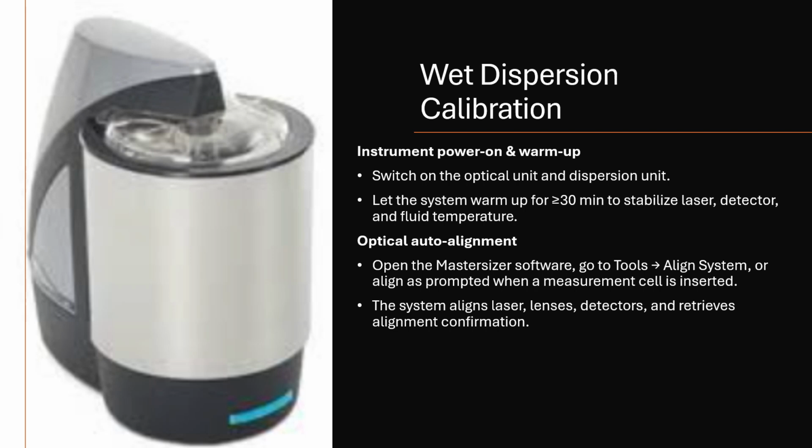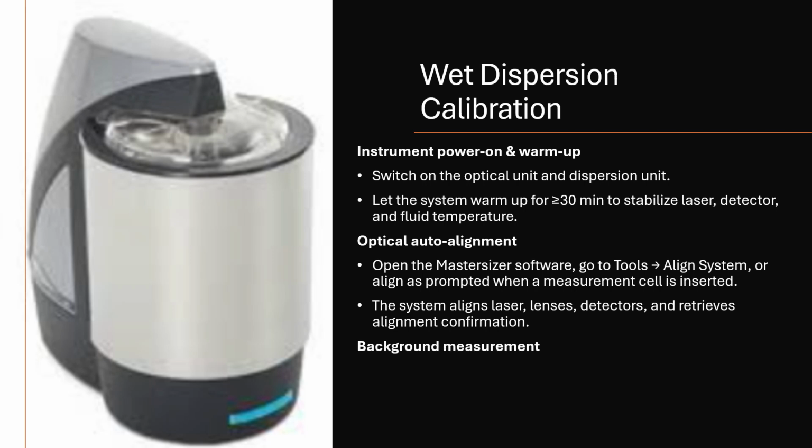By performing the optical auto alignment, proper optical alignment ensures that the laser beam is correctly centered and focused on the detector array. Even small misalignment can distort the scattering patterns, which directly affects the accuracy of size distribution calculations, right? So this is a very important step.